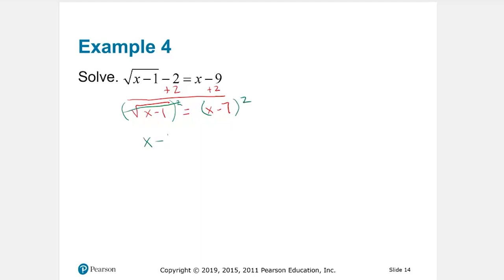I get x minus 1 equals, and then (x minus 7) squared is the same as (x minus 7) times (x minus 7). So be very careful, because it's not x squared plus 49. And sometimes people do that. You square what's in the parentheses, okay? And I can give you a formula for that if you want to remember this.